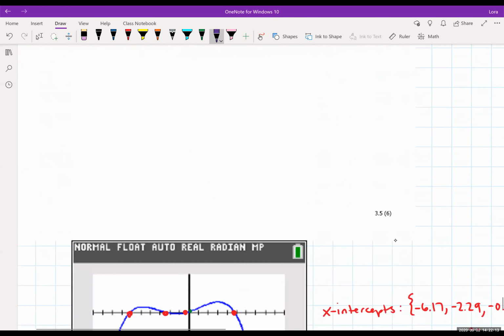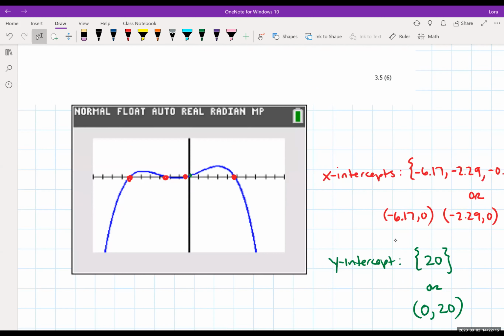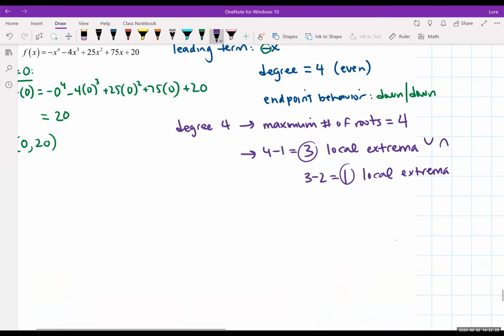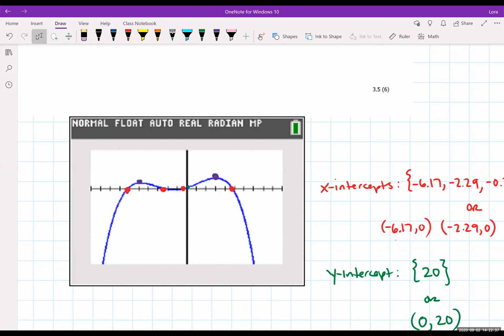If I look at my graph, I can tell for sure I do have local extrema. It looks like a local max. I have two local max, or maxima. So according to our findings based on the degree, we're only supposed to have either 3 local extrema or 1 local extrema. So because we found 2 right away that are a little more obvious to us, it must mean that we should have another local extrema somewhere. It looks like a local min happening.